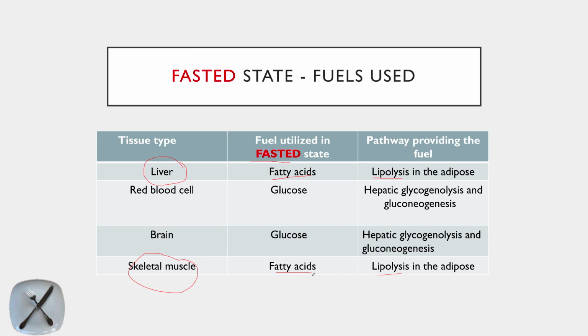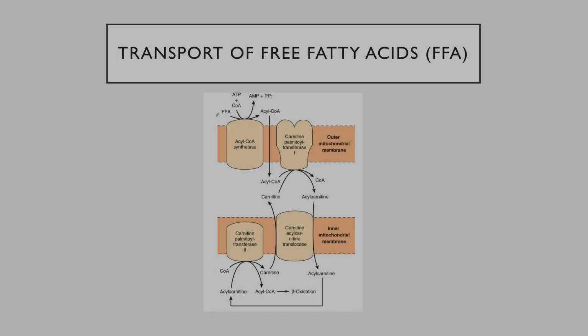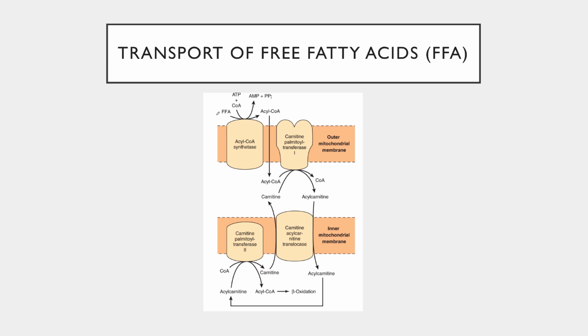to generate ATP. So when free fatty acids are taken up into the liver or the skeletal muscle, they need to be transported into the mitochondria because this is where the process of beta oxidation occurs. Initially, these free fatty acids are activated to acyl-CoA derivatives, or a fatty acyl-CoA. And these CoAs can be transported across the outer mitochondrial membrane using the transporter carnitine palmitoyltransferase 1.